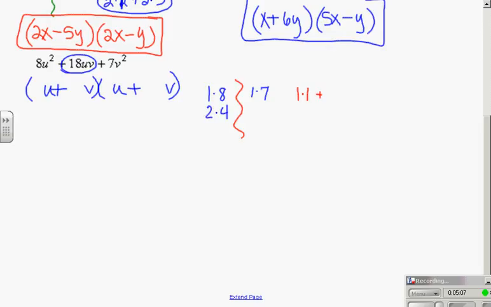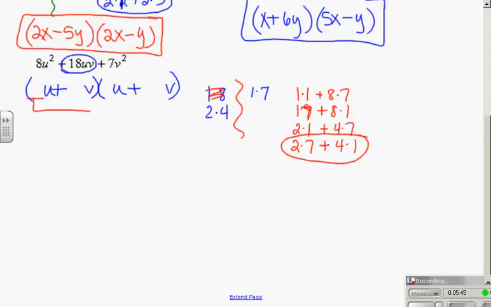So I start grouping them. 1 times 1 plus 8 times 7. Too big. Flip-flop them. 1 times 7 plus 8 times 1 is 15. That's not going to work. So that one's out. So now I'm going to take 2 times 1 plus 4 times 7. That's 28. 29, 30. That doesn't work. Flip-flop them. What if I take 2 times 7 plus 4 times 1? There's my 18. So I have my pairs.